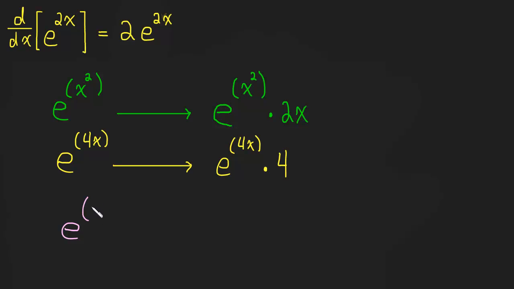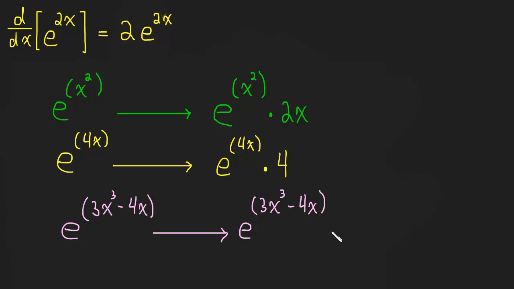So see if you can do this one. How about e to the 3x cubed minus 4x? Well, it's just going to be, just like I said, e to that same power. You repeat what you were given, times the derivative of that power, the inside there. So the derivative of 3x cubed is 9x squared, and the derivative of negative 4x is negative 4. And this is all being multiplied, so I should put those parentheses there.